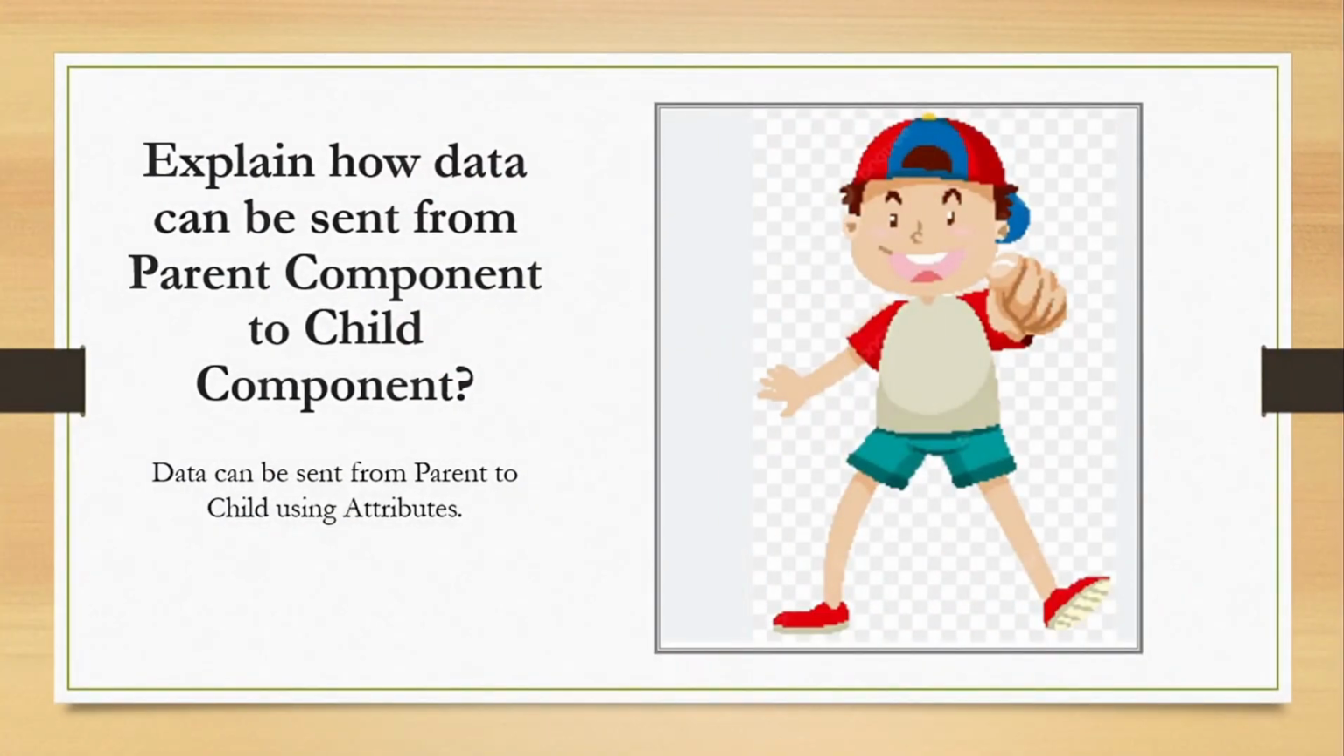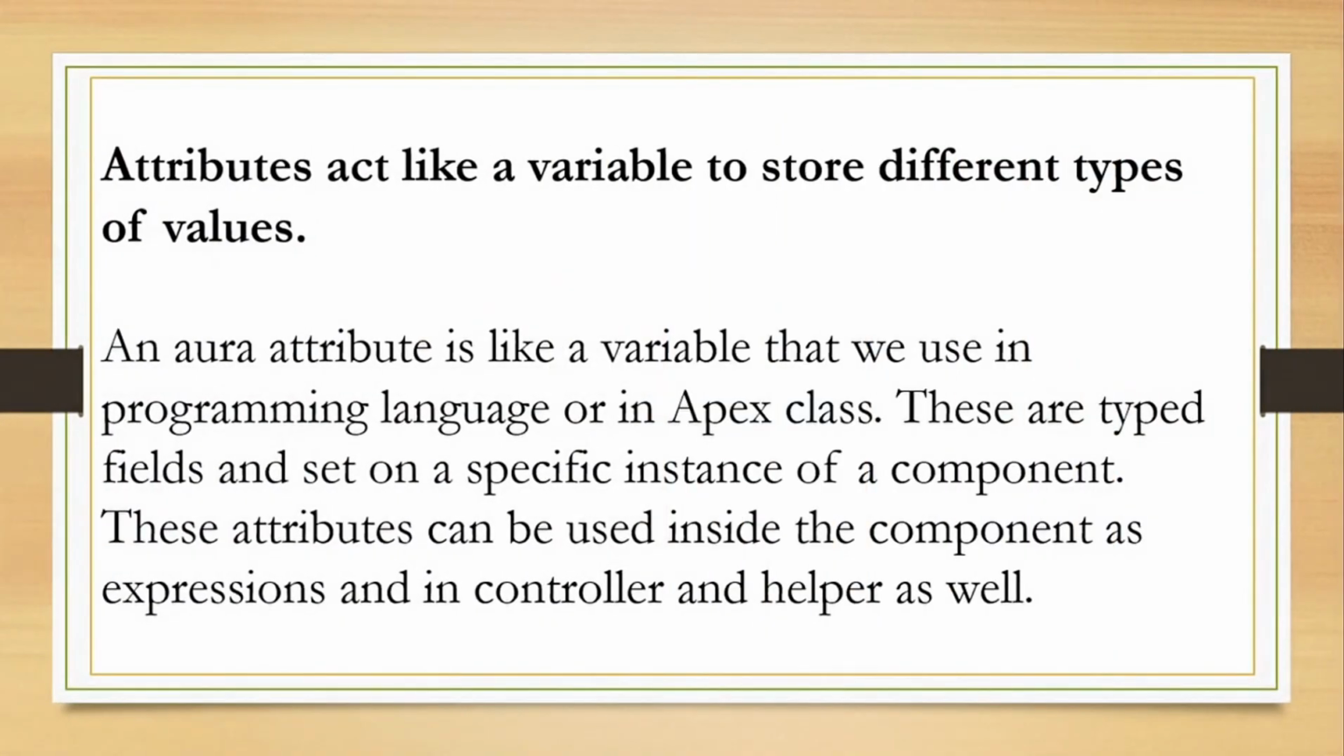Explain how data can be passed from a parent component to a child component in Aura components. Data can be passed from a parent component to a child component using attributes. The question comes, what is an attribute? An attribute acts like a variable to store different types of values. An Aura attribute is like a variable that we use in a programming language or in an Apex class. These are the types of field that are set on a specific instance of a component. These attributes can be used inside a component as expressions, and in the controller and helper as well.